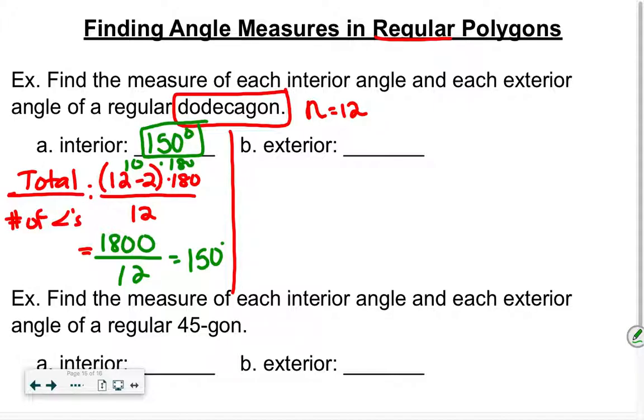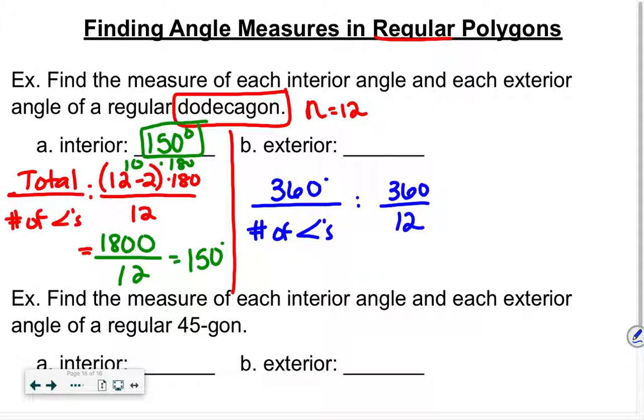Okay? The exterior works a little bit different and it's easier because the exterior always adds up to a certain number, which we said was 360. Very good. So for the exterior angles, it's just always going to be 360 divided by how many angles it has. And if it has 12 interior angles, it has 12 exterior angles. So in this case, we just always take 360 divided by 12.